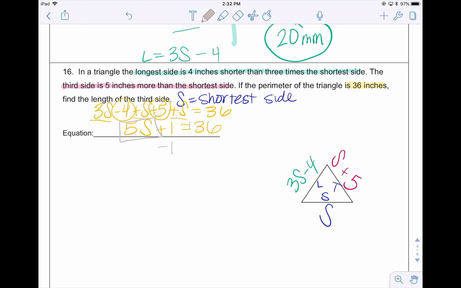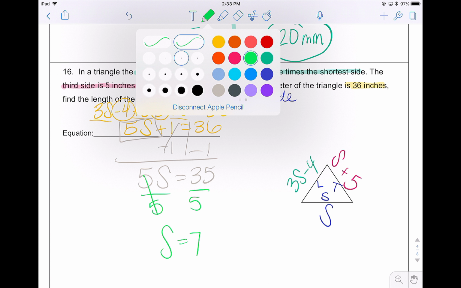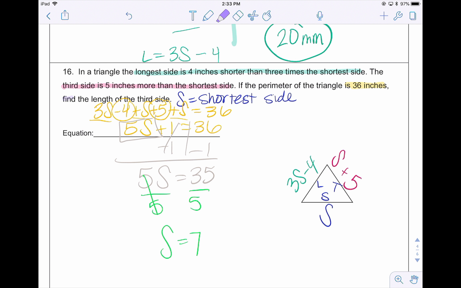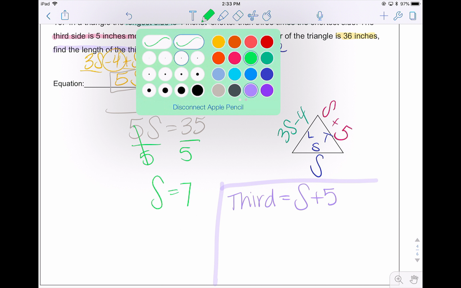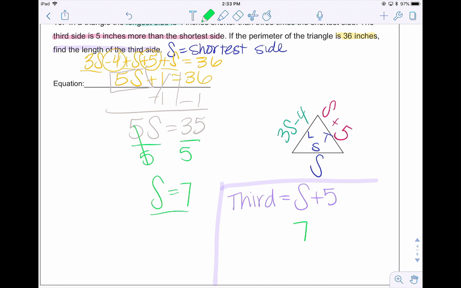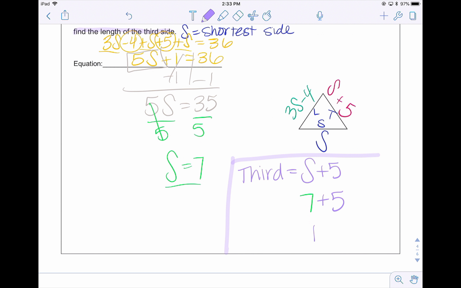From here, I'm solving for S, so I subtract 1 from both sides. So 5S equals 35. And then divide both sides by 5, and S equals 7. Before I box my answer, I'm going to go back and look at the original question. The original question asked for the length of the third side. So the third side, we know, is S plus 5. I know that S equals 7, so I'm going to replace S with 7. And 7 plus 5 is 12.